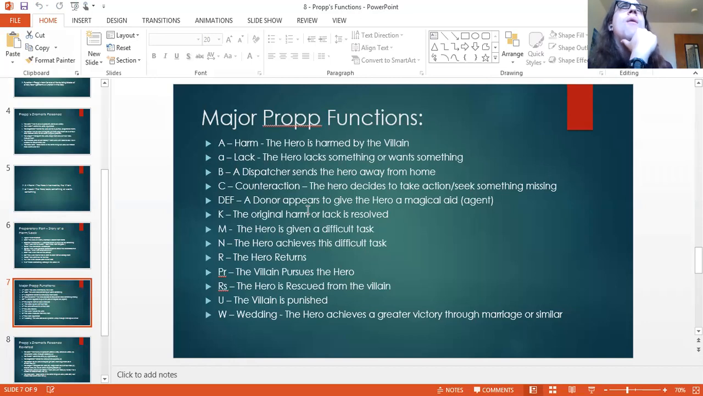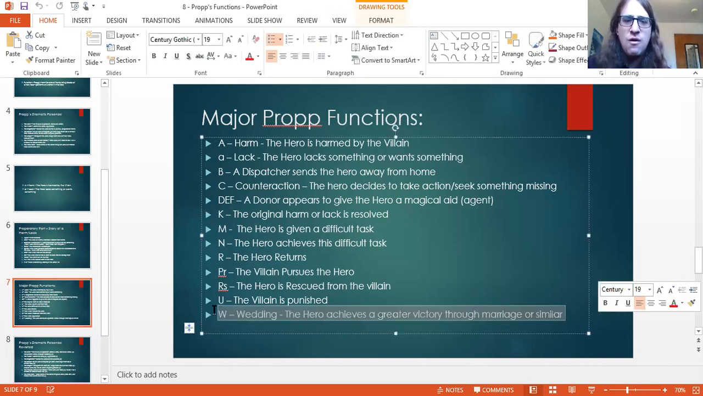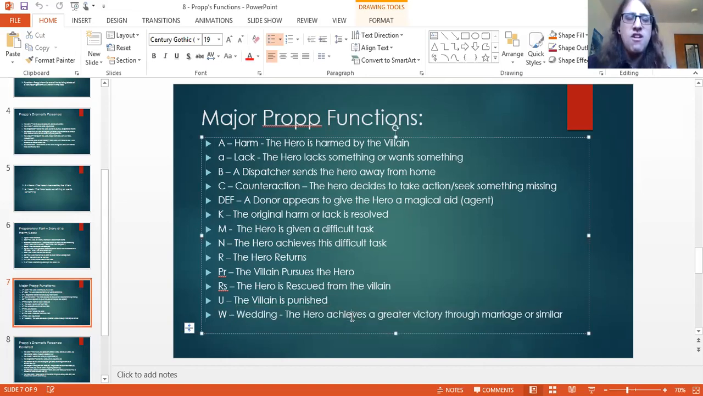This is sort of, the hero thinks that they're doing one thing, but their ultimate victory is the wedding. So there's a process that is very frequent of like A to K to W. Harm or lack to dealing with that original problem, but the hero has become involved with something else and achieves an even greater victory than they did over their original problem. They haven't just solved their problem, they've ended up married to a princess. So we can definitely see these in Shrek's story.